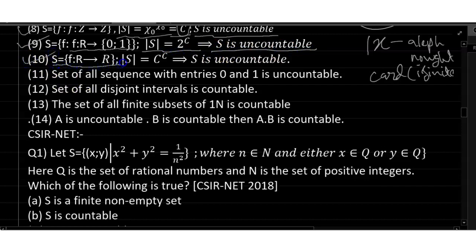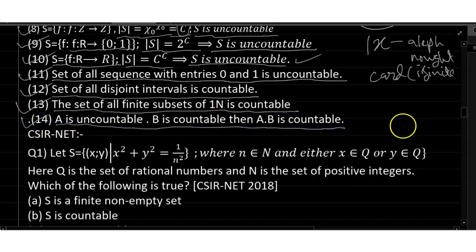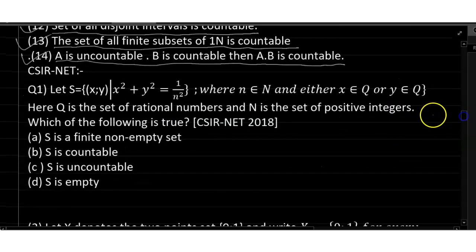S equals the set of functions f from R to R and the cardinality of S is equal to continuum to the power continuum, then S is uncountable. And the set of all sequences with entries 0 and 1 is uncountable. The set of all disjoint intervals is countable. The set of all finite subsets of N is countable. If A is uncountable and B is countable, then A cross B is countable. Sorry, it is not countable, it is uncountable.